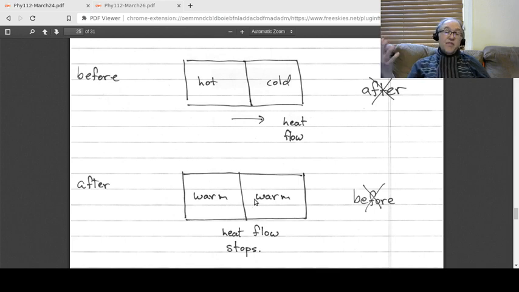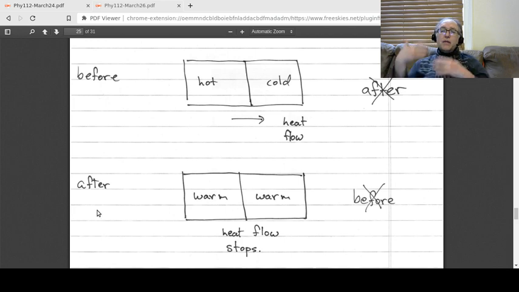In fact, we made use of that fact when we mixed the ethanol with the water above and found that the final temperature was like 43 degrees Celsius. Okay, so as soon as the two reach the same temperature, the heat stops flowing. So there's a clear before picture and a clear after picture.